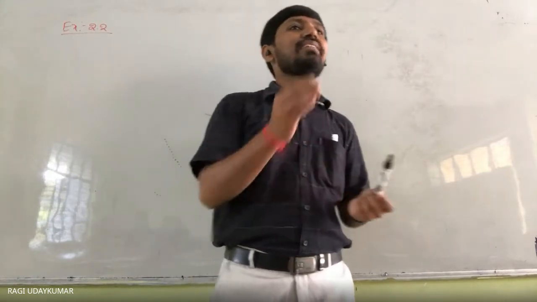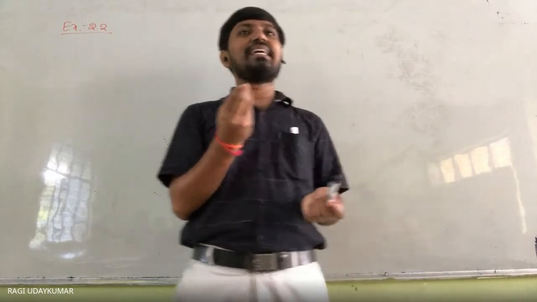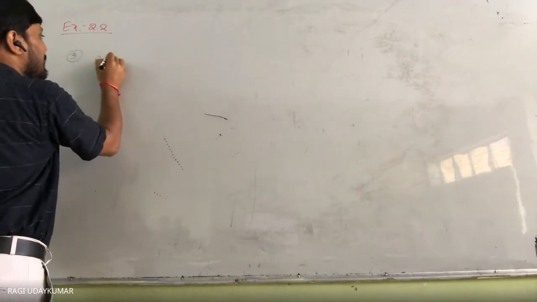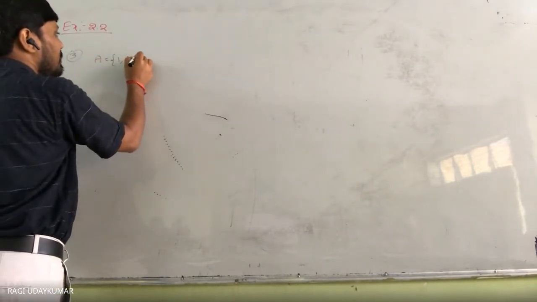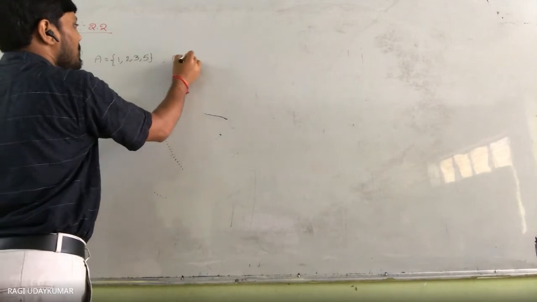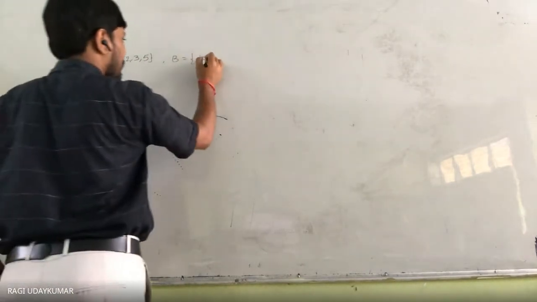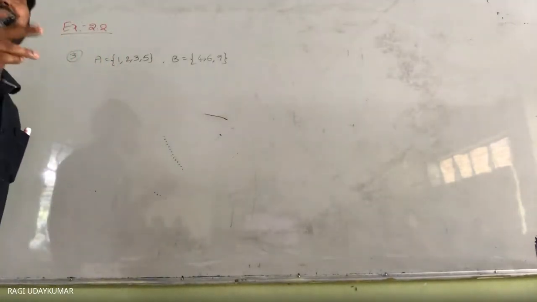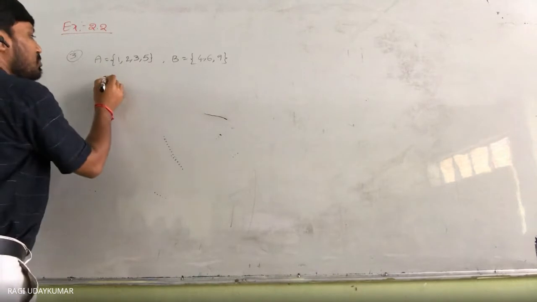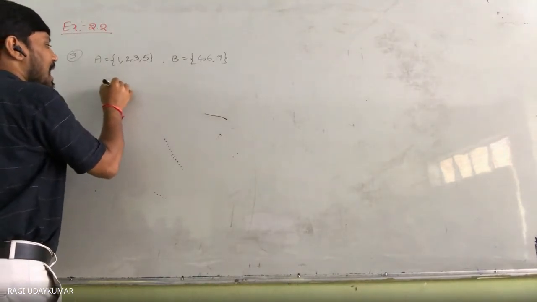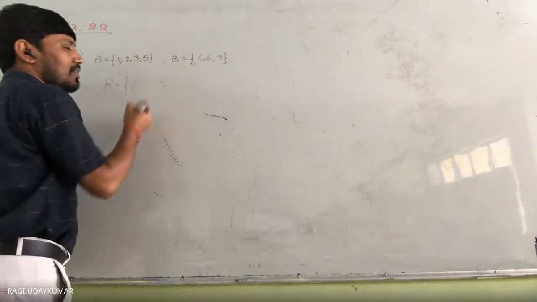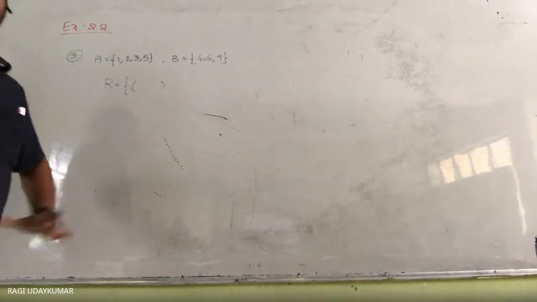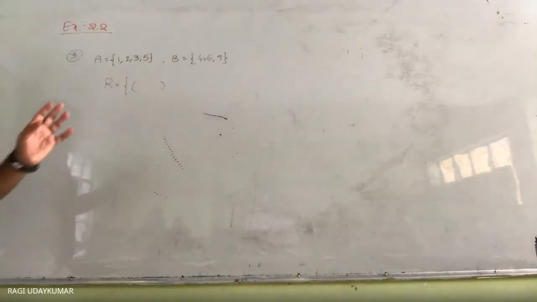So you need to take this very simple concept here. The third question is given to you. Set A is equal to {1, 2, 3, 5}. Set B is equal to {4, 6, 9}. What is the relation asking? The difference between x and y is R. So for relation R, we need to take one even number and one odd number into consideration. Write R in roster form.